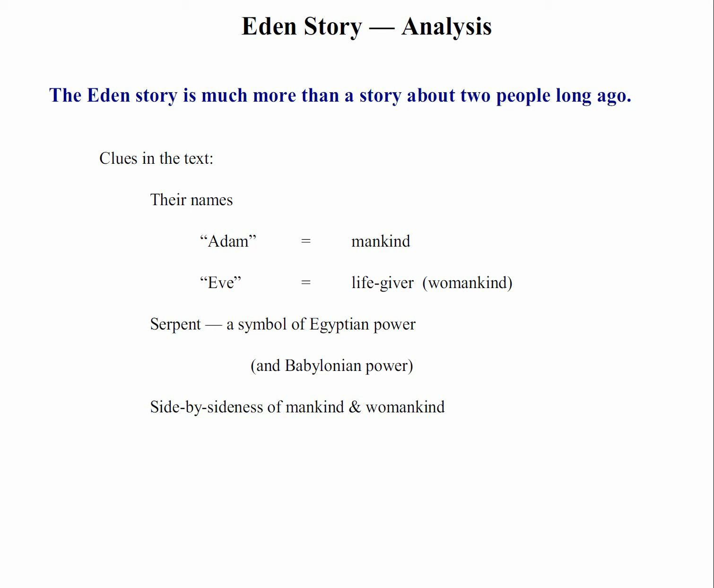And that side-by-sideness of mankind and womankind that's described in the Eden story, we talked about that in the previous video. The text itself tells us that this is not just, oh, isn't it nice? They had such a lovely relationship. This is not what that story is about. The text tells us that that's the reason we get married. In other words, it's clearly more than about just those two people.